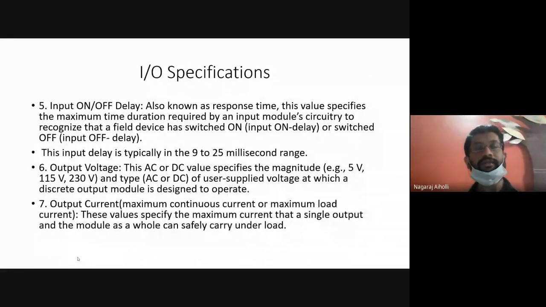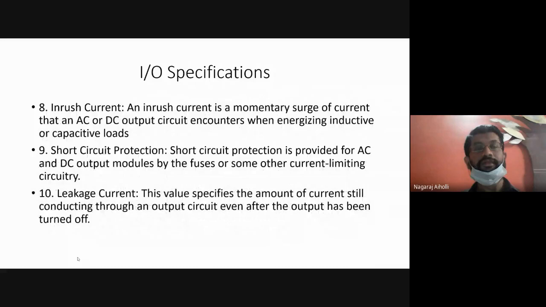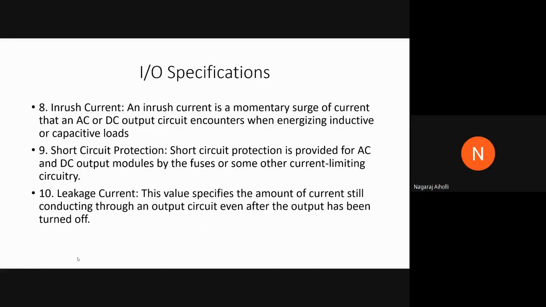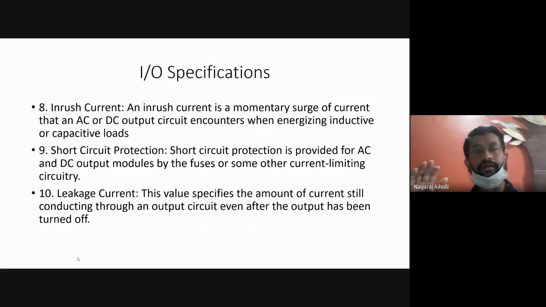Inrush current. This is a current which is called surge current. Inrush current is also called surge current. This surge current occurs whenever the AC or the DC output circuit tries to energize certain loads.